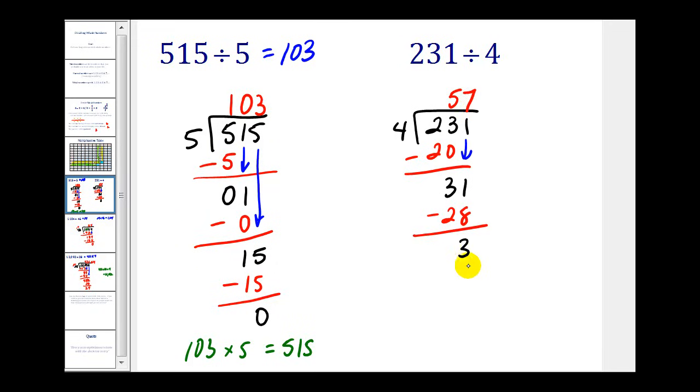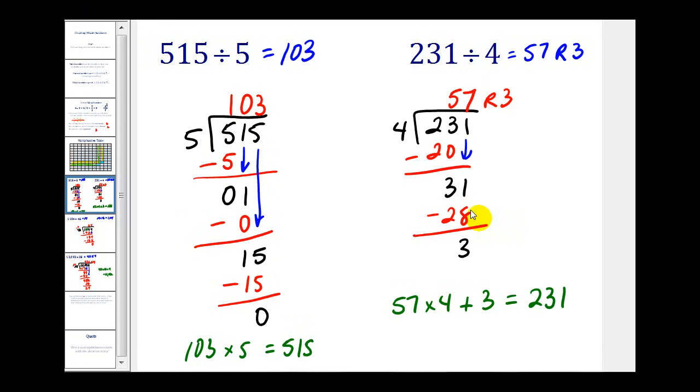But now notice we do have a remainder of 3. We know it's a remainder because there are no additional digits to bring down. So to show there's a remainder when we divide 231 by 4, we put R3 at the end here. So this quotient would be 57 with a remainder of 3. To relate this quotient to multiplication, what this means is that 57 times 4 plus the remainder of 3 would equal 231.